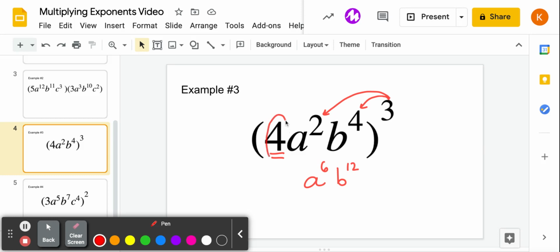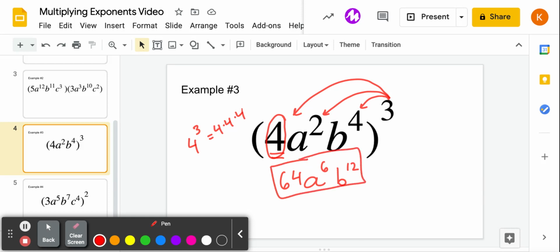I read the coefficient. The coefficient is 4, and it's being raised to the 3rd power. 4 to the 3rd power means 4 times 4 times 4. And I think we can figure that out. 4 times 4 is 16, times another 4 is 64. The coefficient for this one would be 64. There you have it, 64, a to the 6th, b to the 12th. And let's just figure out the last one.